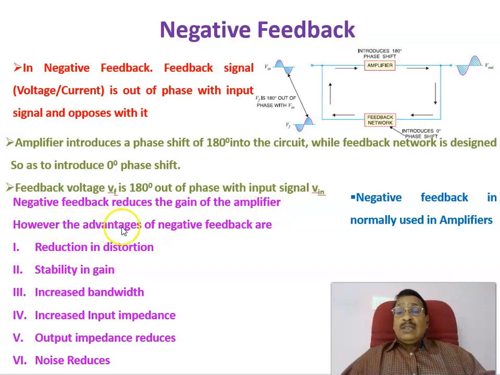However, there are a lot of advantages for negative feedback circuits, like of course reduction in the distortion. Distortion is reduced much. Then stability is increasing, and the bandwidth increases, the frequency range at which it can operate. The input impedance increases, that is a plus point, and the output impedance is getting reduced. That's also an advantage, and noise is getting reduced. Therefore, these are a lot of advantages for negative feedback amplifiers.